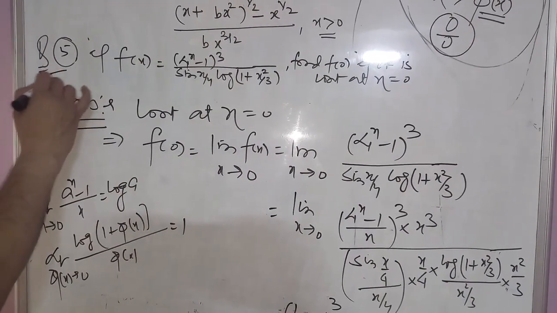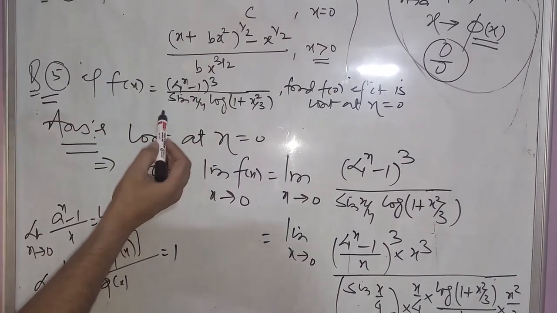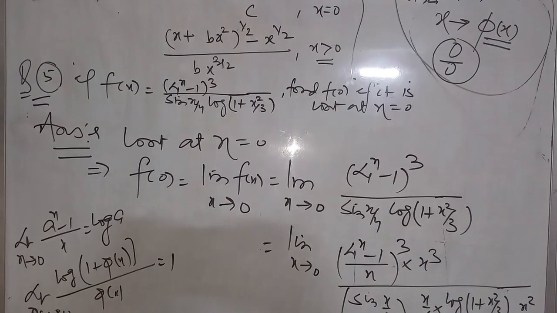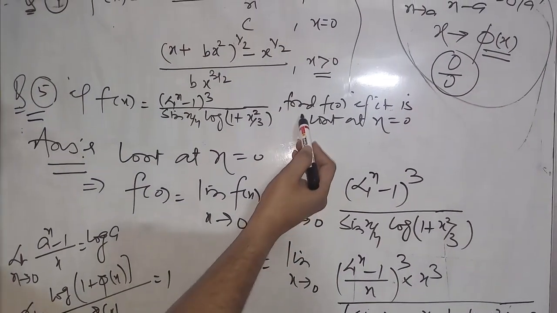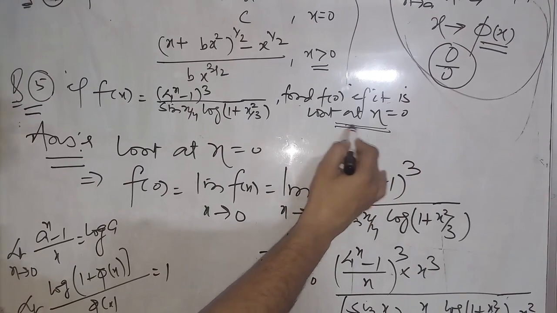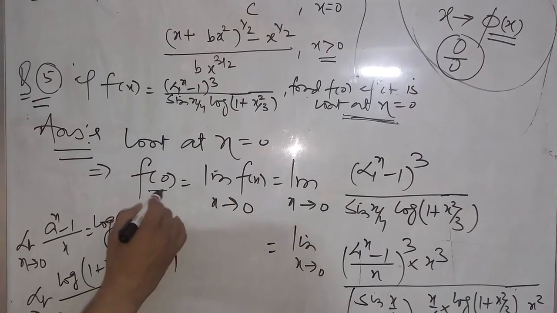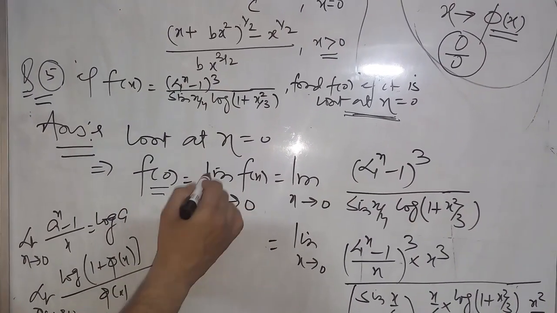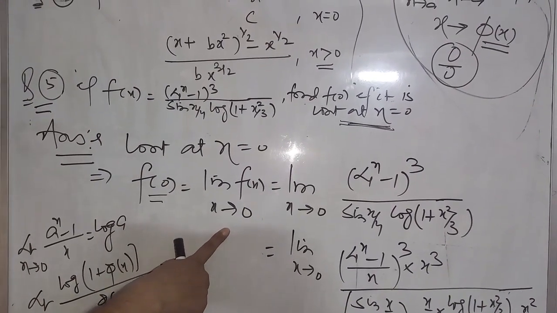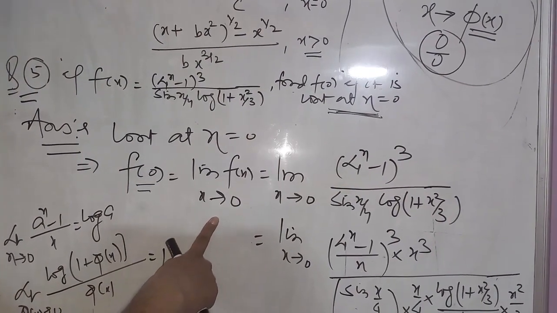Now next, question 5. If f(x) equals (4 to the power x minus 1) whole cube divided by sin(x by 4) log(1 plus x square by 3). The question is, find f of 0 if it is continuous at x equal to 0. Continuous at x equal to 0 means the functional value at 0, that is f of 0, equal to the limiting value of f(x) as x tends to 0. Here no need to find separate left hand limit and right hand limit. We directly use a single limit.